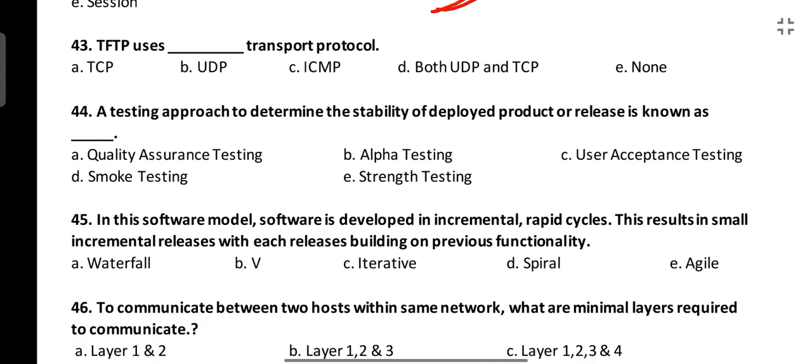TFTP uses dash transport protocol. So TFTP uses UDP and FTP uses TCP.